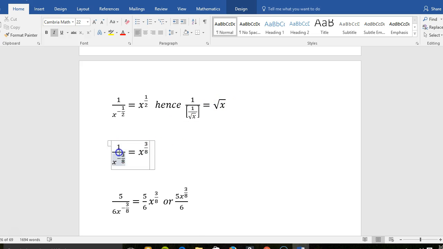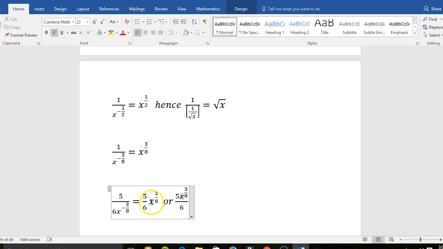Okay. Let's go down here. 1 over x to the negative 3/8, that's x to the positive 3/8. 5 over 6x to the negative 3/8. Remember, that 6 is going to have to stay down. And then that x to the negative 3/8 jumps up here with the 5 and becomes x to the positive 3/8. Now, you can either write it like this, or you can take the x to the 3/8 out to the side.